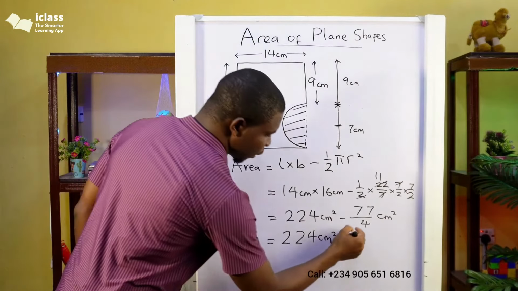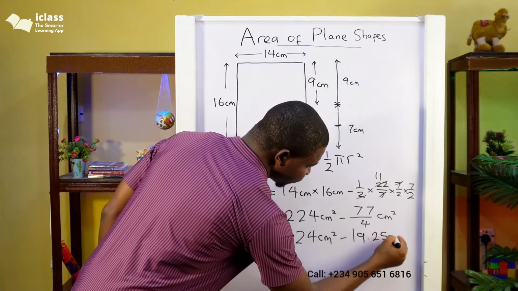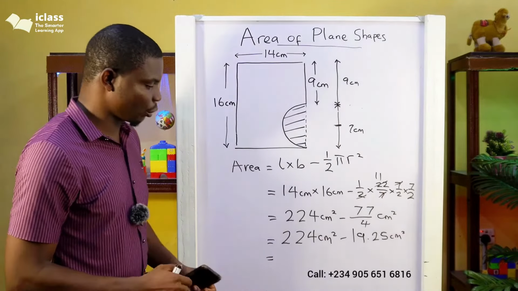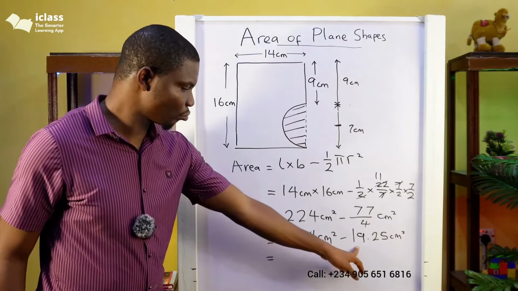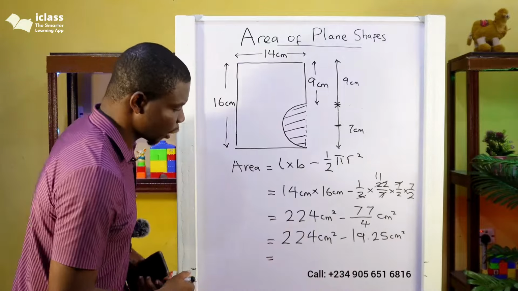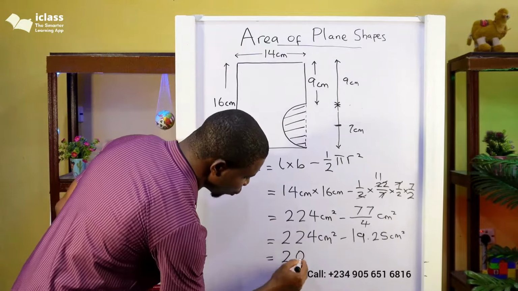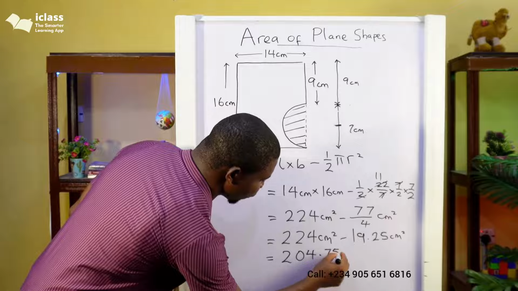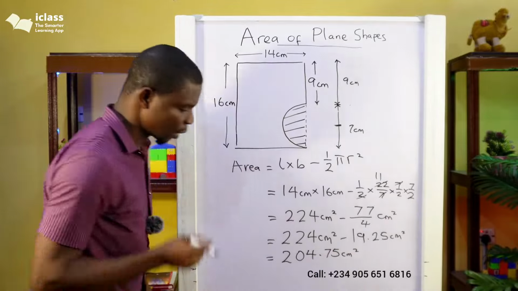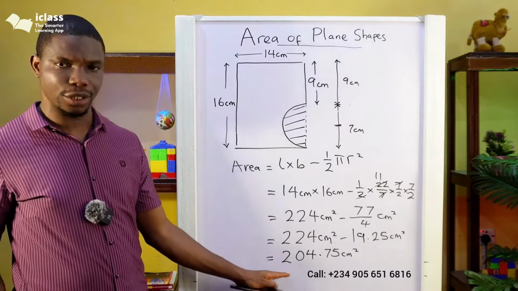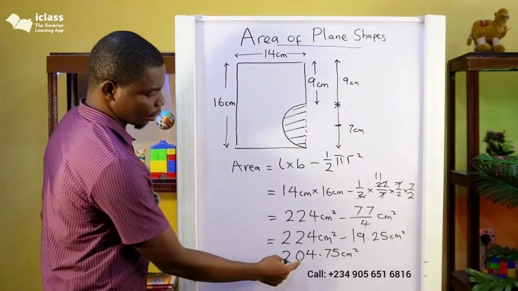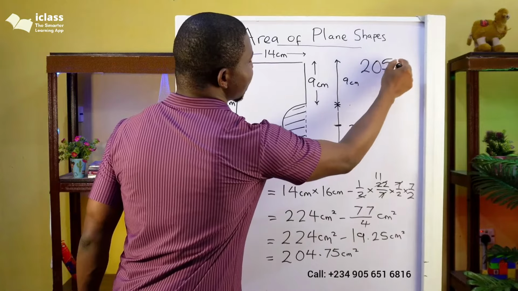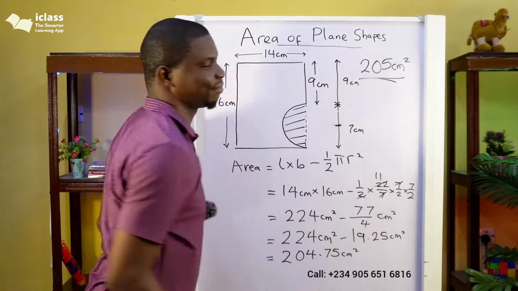That will be 19.25. And when you subtract this, what do you get? 224 minus 19.25. That will be 204.75 centimeters squared. But we are asked to leave our answer to the nearest whole number. So that will be 205 centimeters squared. So our answer is 205 centimeters squared.